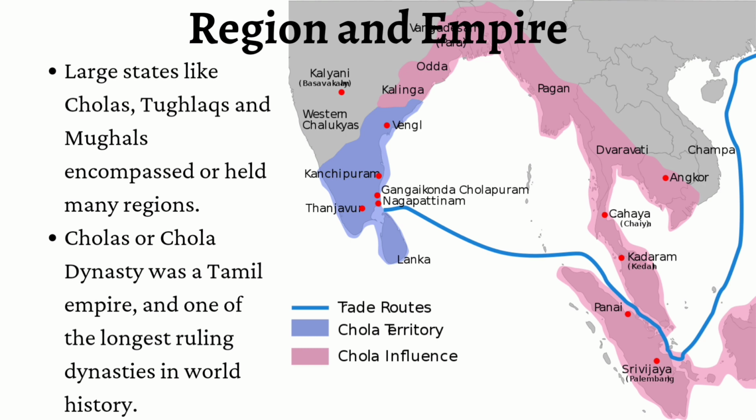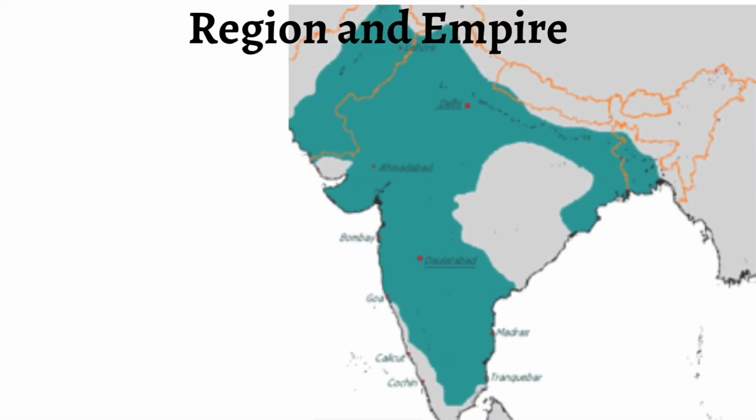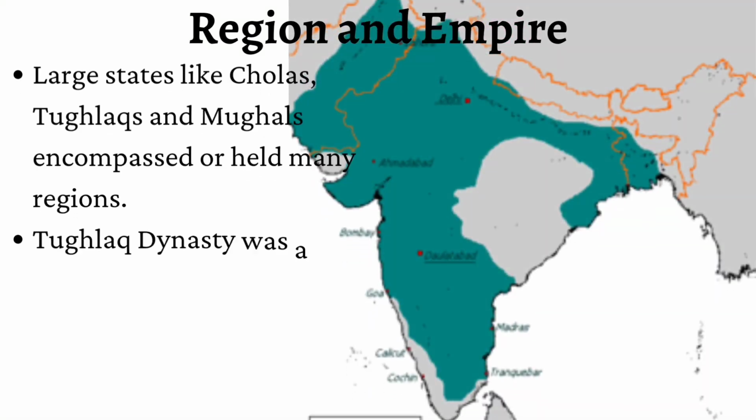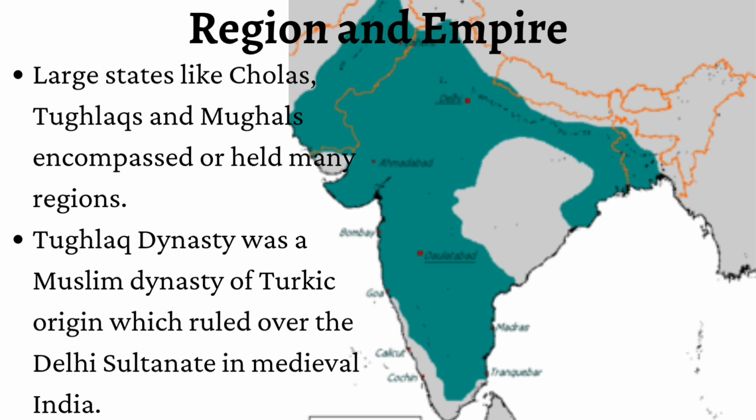You can see Chola territory in blue color and the Cholas' influence in pink color in this map. That means they influenced that much area during those times. Now you can see the map of the Tughlaq dynasty. The Tughlaq dynasty was a Muslim dynasty of Turkic origin which ruled over the Delhi Sultanate in medieval India. You will be learning more about the Tughlaq dynasty in the third chapter of this textbook. You can see the green colored portion. That means the influence of the Tughlaq dynasty in this map. All these regions were captured or encompassed by the Tughlaq dynasty during those times.